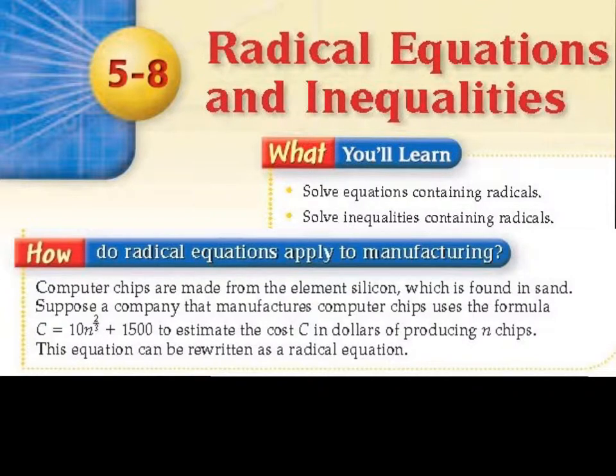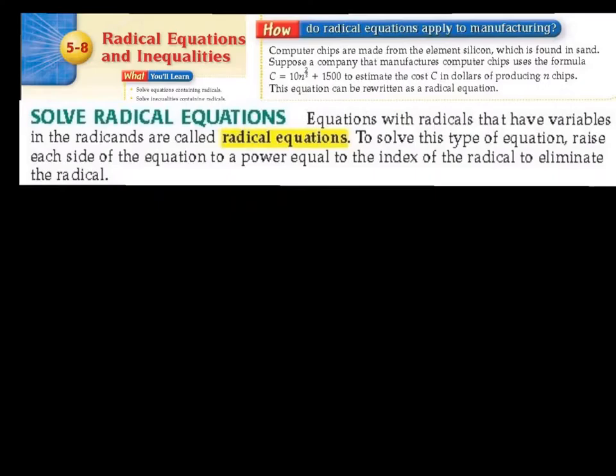This equation can be rewritten as a radical equation. Equations with radicals that have variables in the radicands are called radical equations. To solve this type of equation, raise each side of the equation to a power equal to the index of the radical to eliminate the radical.